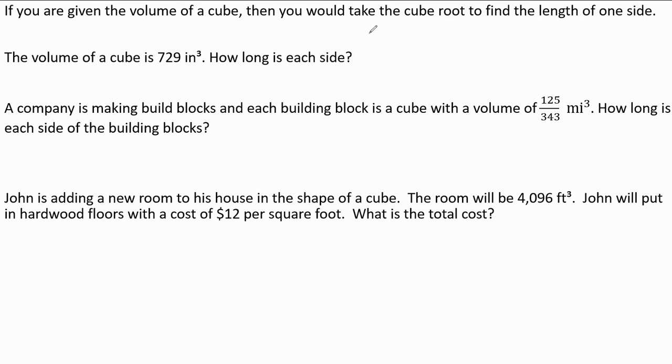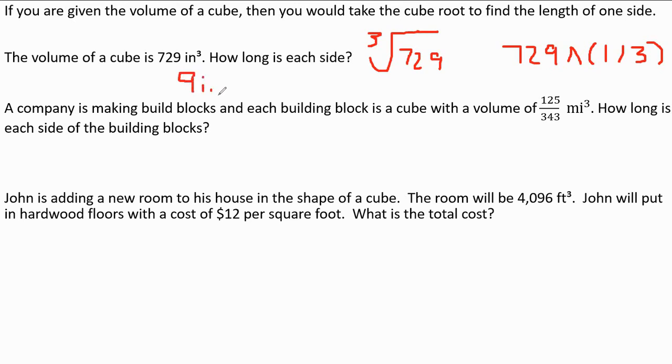So we would need to do the cube root of 729, but you're probably not going to see that in the calculator. So what you need to do is 729, and then you find the caret key, which is this arrow, and then you need to put in parentheses 1 divided by 3. Anytime you see a fraction, you need to think of division. So when you put this in the calculator, the cube root of 729 is 9. So this would be 9 inches long on each side.